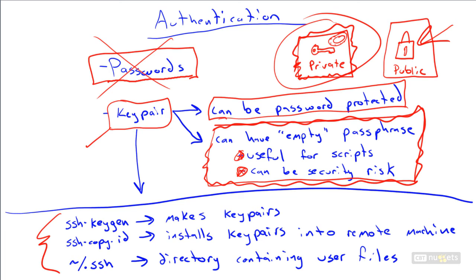We're going to use them. SSH-keygen creates key pairs. It creates the private and public key pair, the lock and key to each other. SSH-copy-id installs the key into a remote machine. Now, which one would it copy to the remote machine?